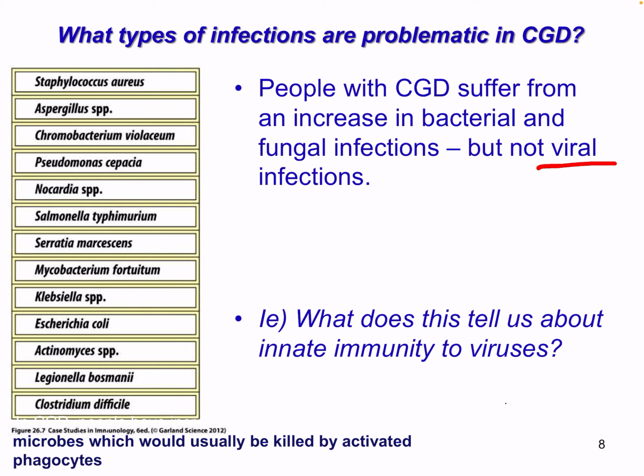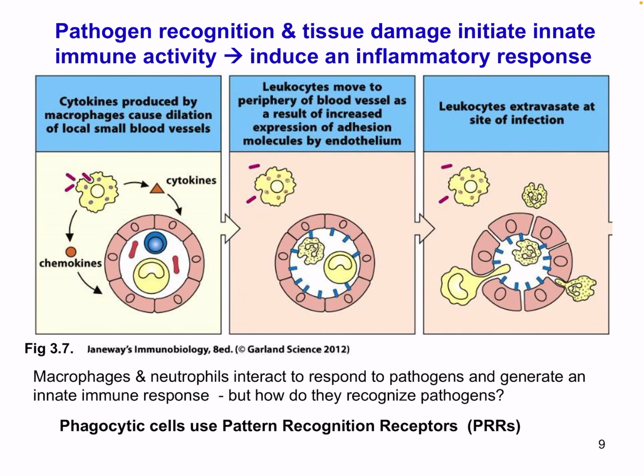So what does this tell us about innate immunity? Here are some of the common things. We can see Staphylococcus aureus, which we've talked about before, Salmonella, Mycobacterium, and more. Essentially, microbes which would usually be killed by activated phagocytes are the ones that cause us to have infections. Pathogen recognition and tissue damage initiate innate immunity, and they induce an inflammatory response.